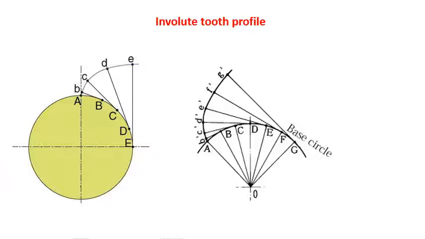Here consider a string AE, which is wrapped on the circumference of the circle. When the string is unwound from the circle, it takes a straight form, right? It takes a straight form like this: small e, capital E, small e, capital E.